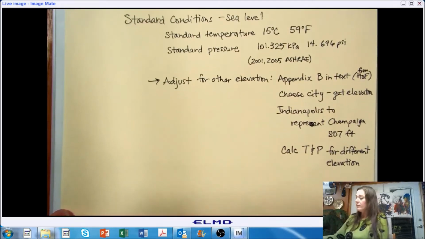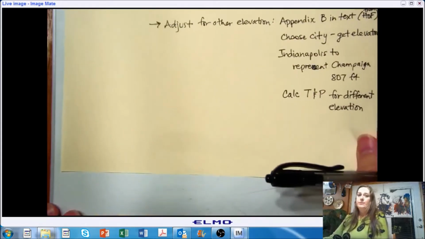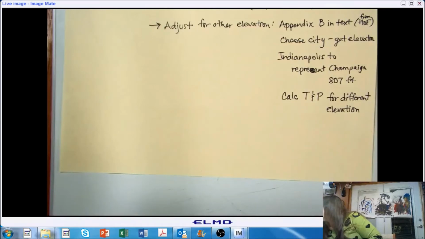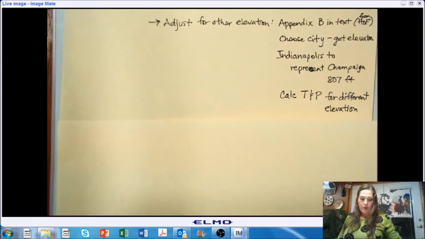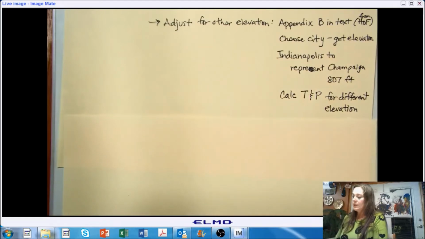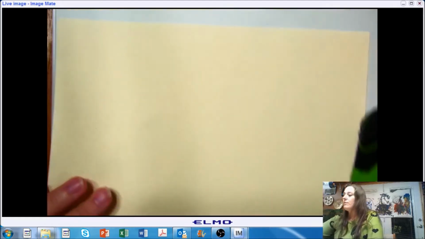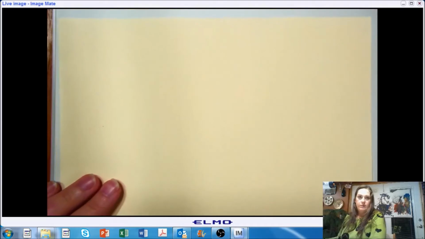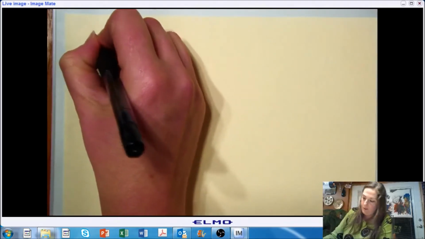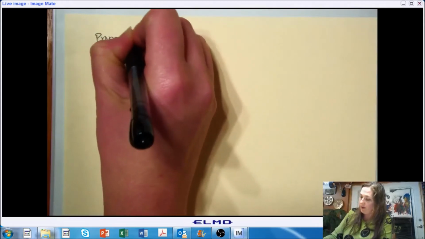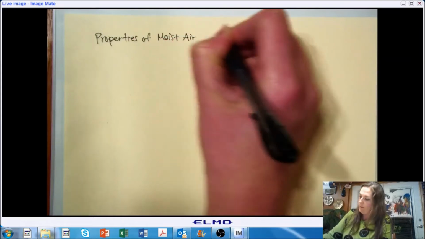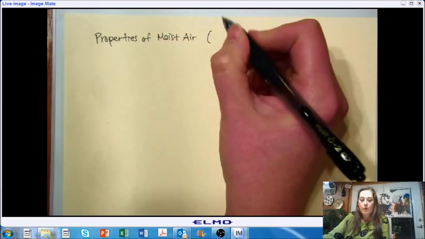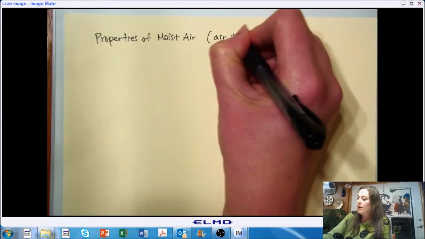Okay, now that we have introduced the next few topics and refreshed our memory on some of what we saw in the last sections, we are ready to really get into the meat of psychrometrics. So, properties of moist air. And when we say the term moist air, we're talking about a mixture of air and water vapor.